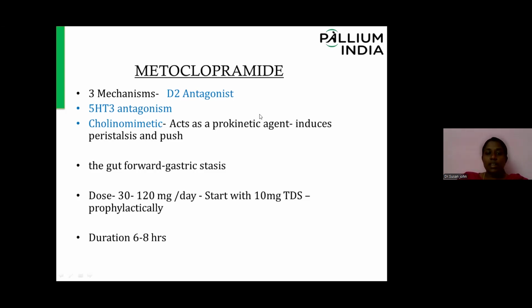Usually the dose is 30 to 120 milligrams per day. We have 10 milligram tablets and also 10 milligram injection. We can give it TDS, that is 8th hourly, and if the patient has severe vomiting, we can consider 4th hourly also. We can also consider a continuous infusion if the patient has persistent severe obstruction of the bowel, that is an IV infusion or subcutaneous infusion. The normal duration of action is 6 to 8 hours. That is about metoclopramide.